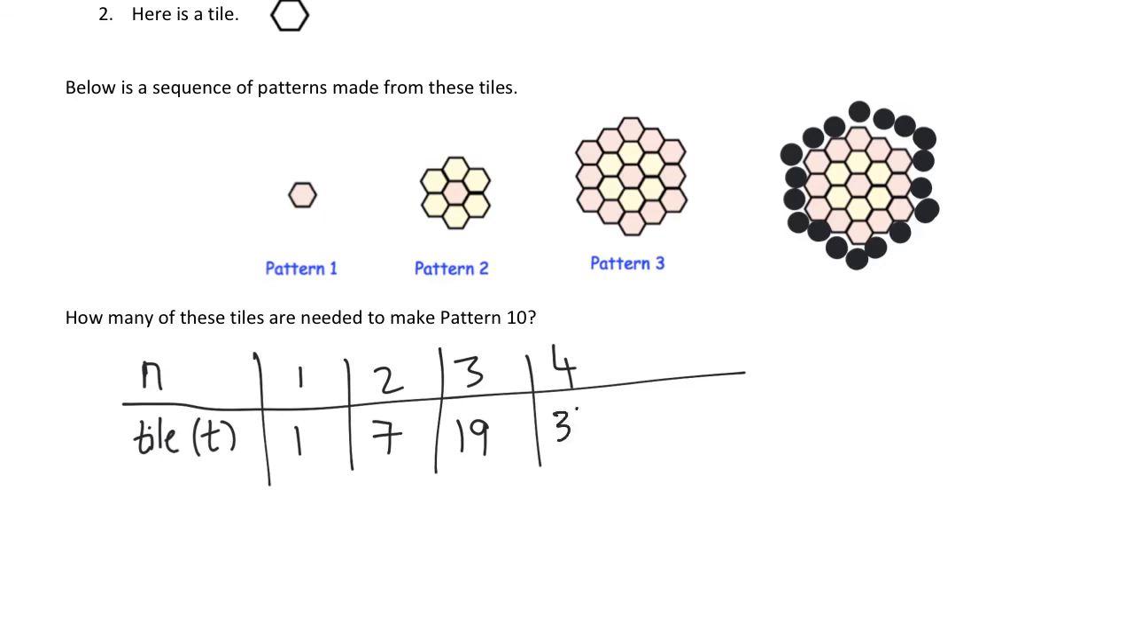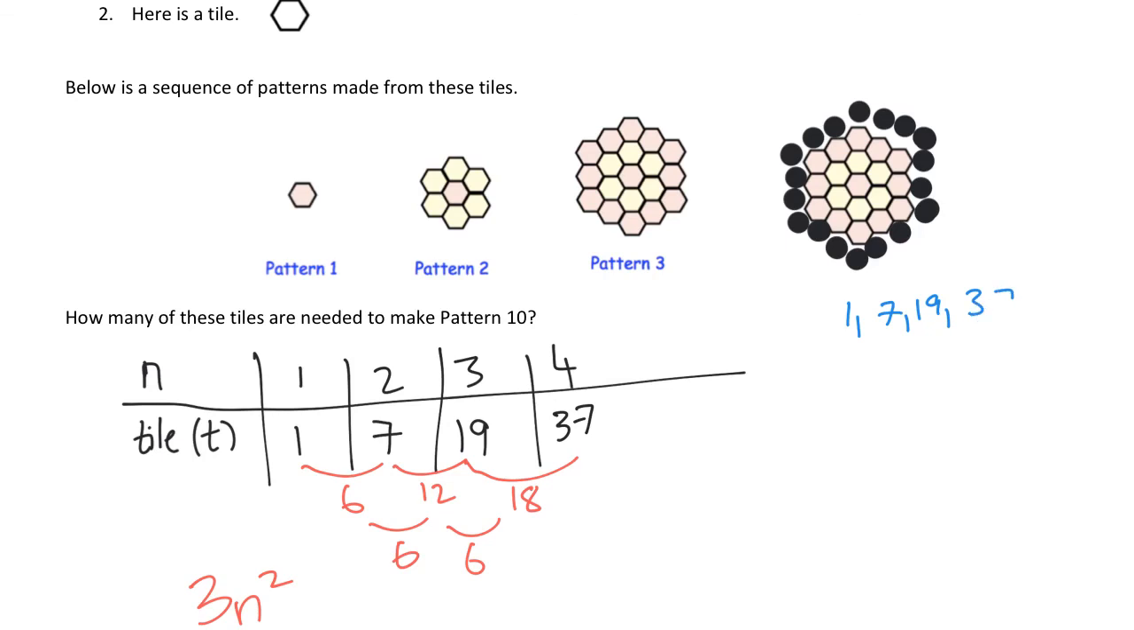So then there's 37. Let's look at the differences then. Between 1 and 7 is 6, 7 and 19 is 12, 19 and 37 is 18. And the second common difference then is 6. So because the second common difference is 6, that means it's of the form 3n squared. So we've got the sequence 1, 7, 19 and 37.